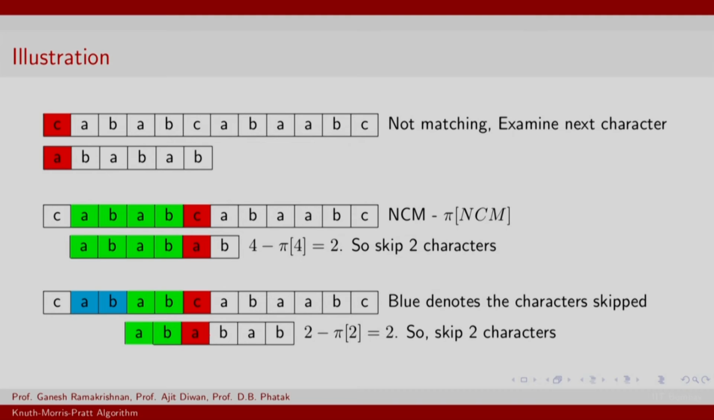Well, what can we do? Can we still salvage something? Well, we know that 2 positions have already matched. So what we can do therefore is look at pi 2. Now what is pi 2? What is the length of the longest prefix of AB, which is a proper suffix of AB? It is basically 0, we know from this table. So since there is actually no prefix match at all, we look at 2 minus pi 2, which is 2, so we can confidently skip these many characters and start the matching at the next position.